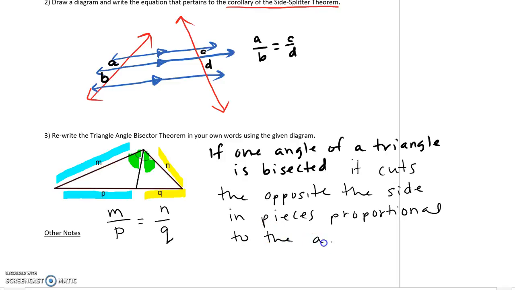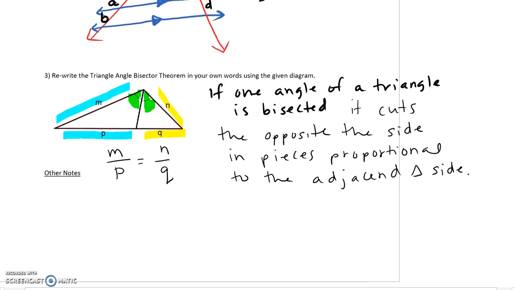to the adjacent, right? P goes with M, the adjacent, the ones right next to, triangle side. You'll have to kind of come up with your own words to make that work, but M over P is the same as N over Q. They're proportional to each other. If M had been bigger, that's why P is bigger, N is smaller, and if it had been smaller, then Q will be smaller. They're proportional to each other. If M is twice as big as N, then P is twice as big as Q. That's basically what that says.